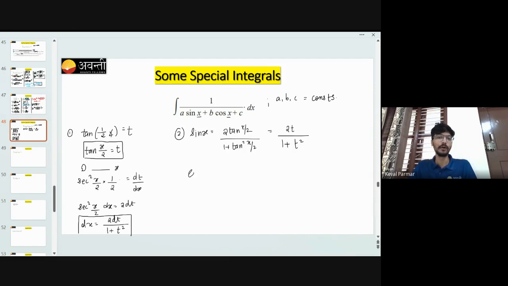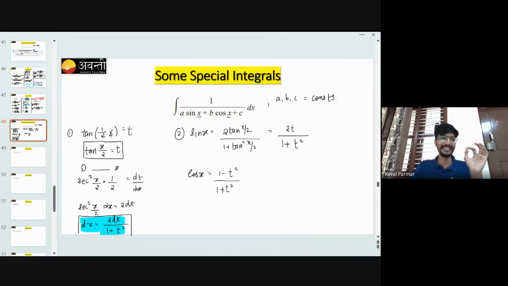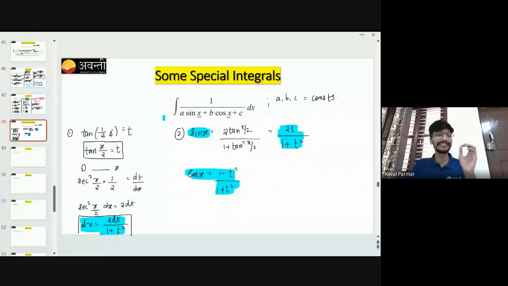And lastly, also cos x. Cos x was 1 minus tan square upon 1 plus tan square. So by using these three substitutions, that means dx, sin x in place of this, and lastly cos x in place of this, I can easily solve this type of integration. So without further ado, let's quickly look at an example.